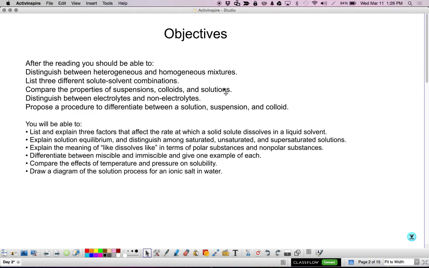Today we're going to be beginning solutions, and I want to start by talking about the objectives.